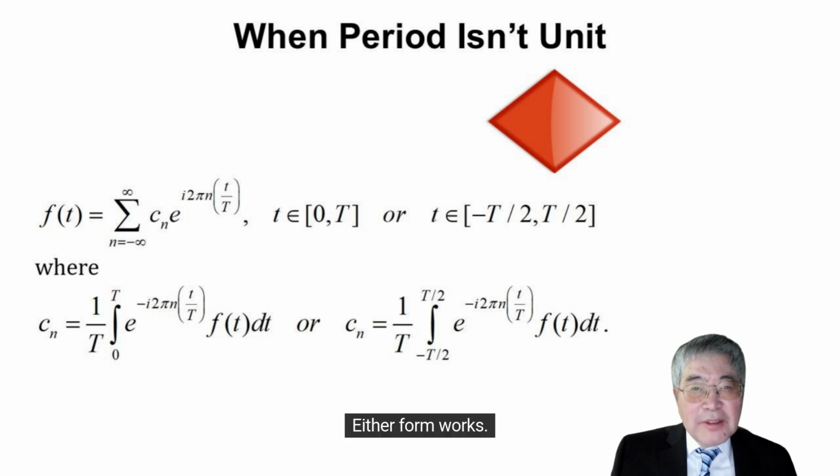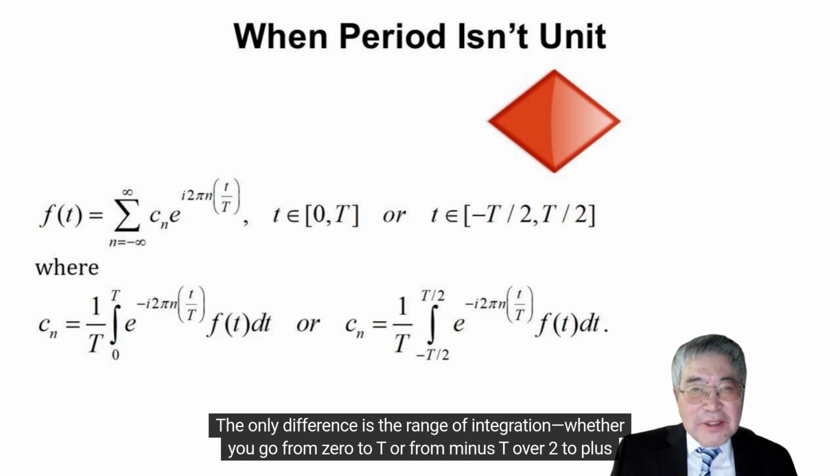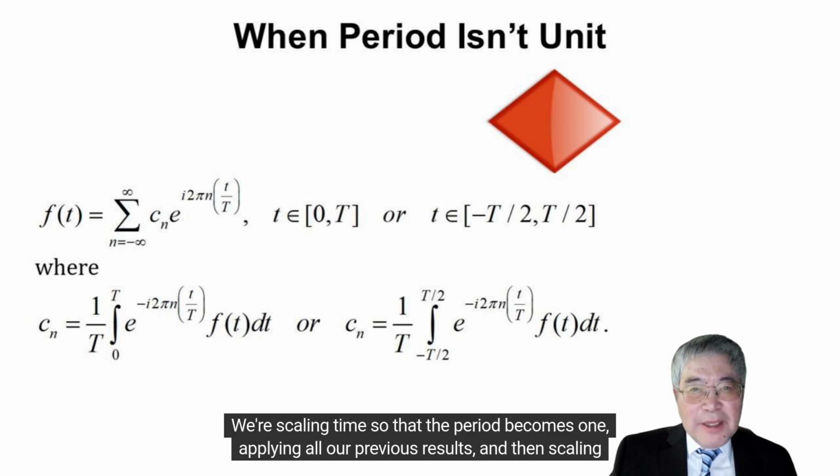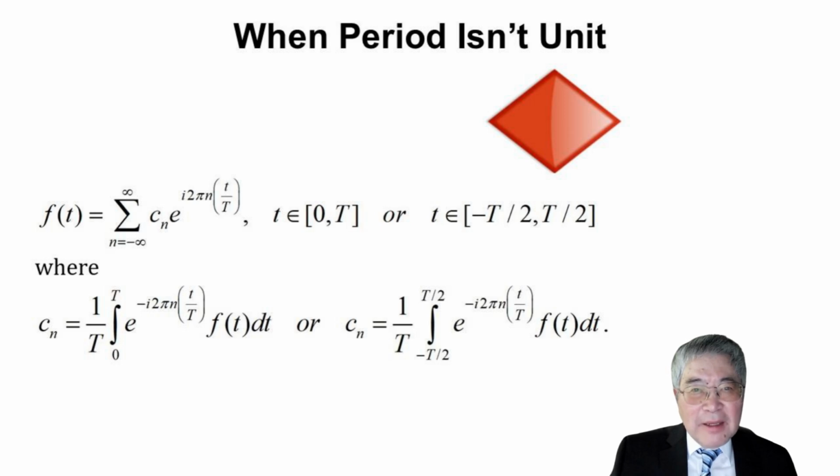Either form works. The only difference is the range of integration, whether you go from 0 to T or from minus T over 2 to plus T over 2. So what's the takeaway? This is just a change of variable. We're scaling time so that the period becomes 1, applying all our previous results and then scaling back.